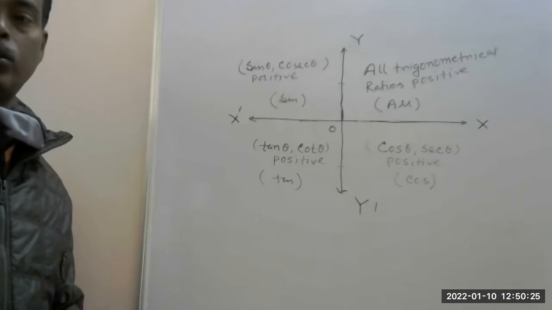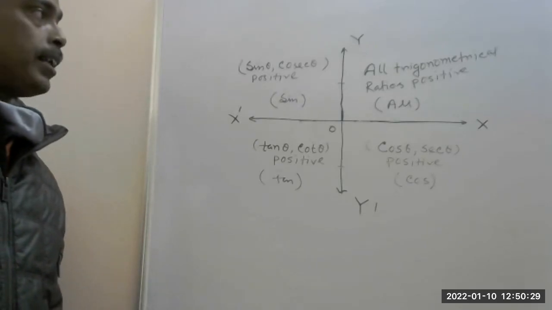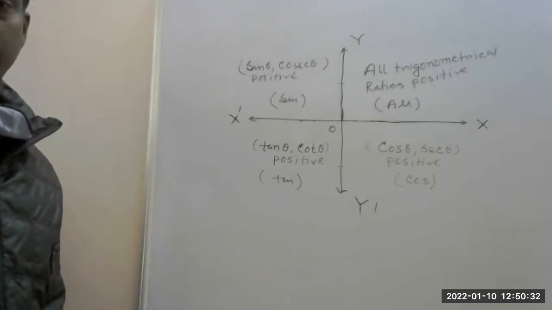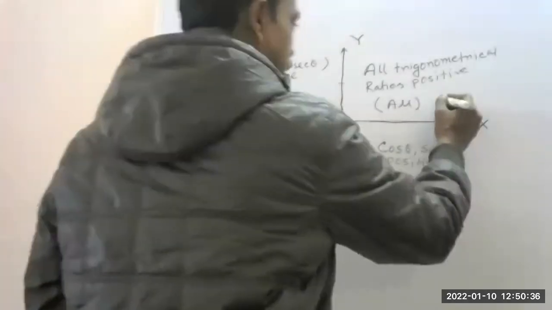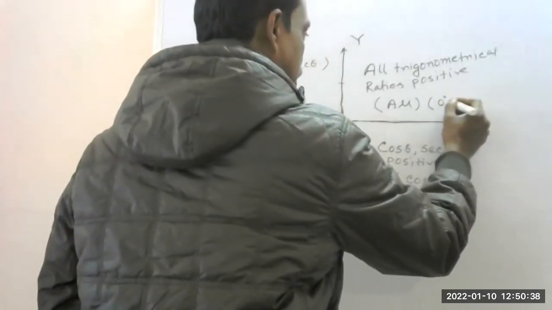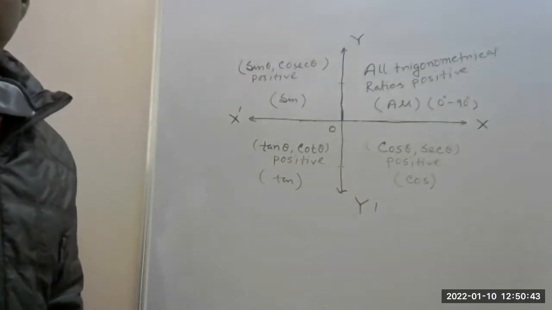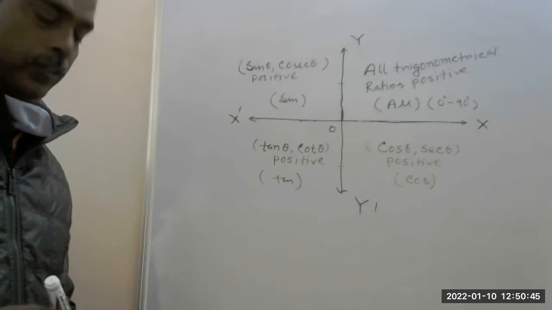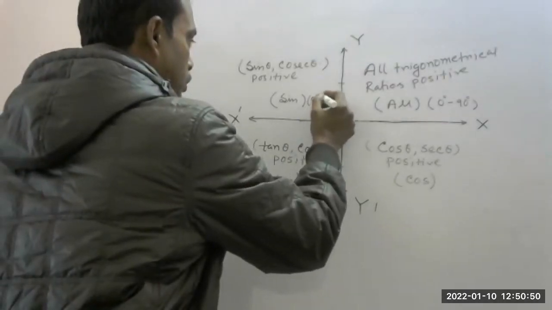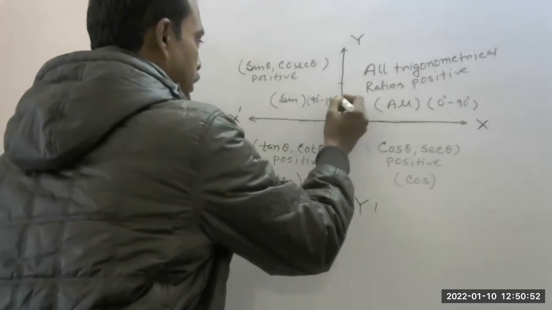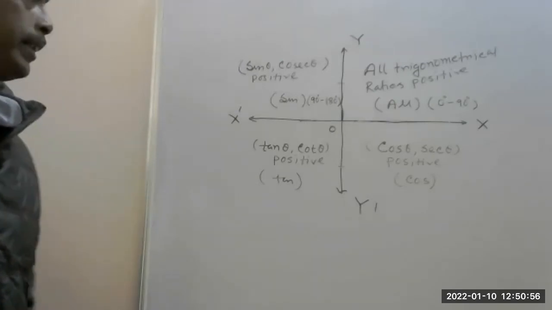In first quadrant, all the trigonometrical ratios are positive. What is the value of the angle in first quadrant? 0 to 90 degree. Right? Here in the bracket, I write down 0 to 90 degree. 0 to 90 degree is the angle measured in the first quadrant. For the second quadrant, it is 90 degree to 180 degree. In second quadrant, the angle measured 90 degree to 180 degree.